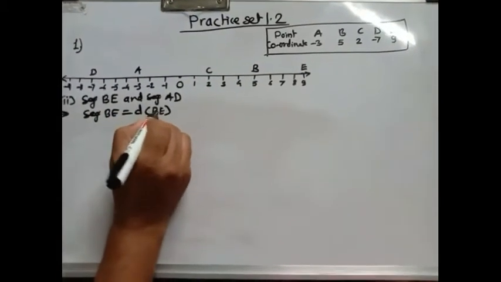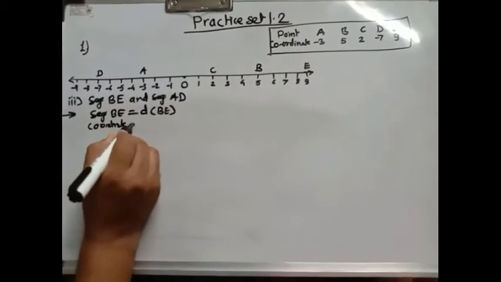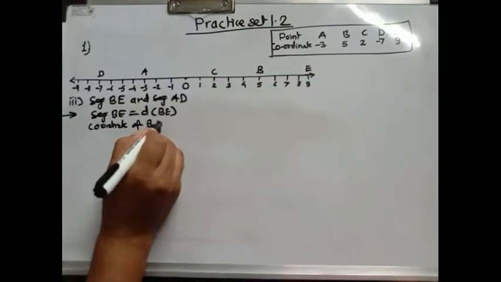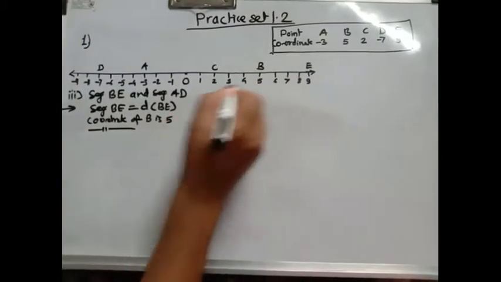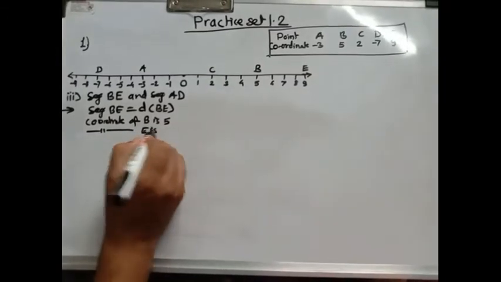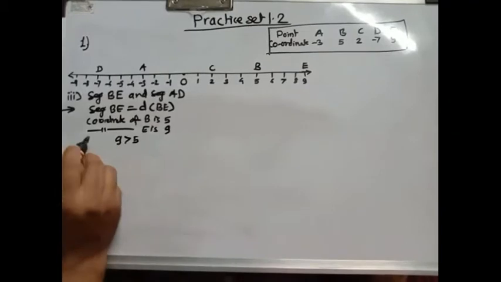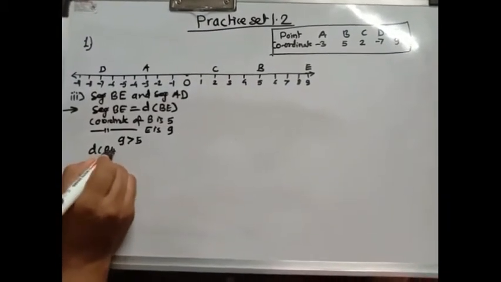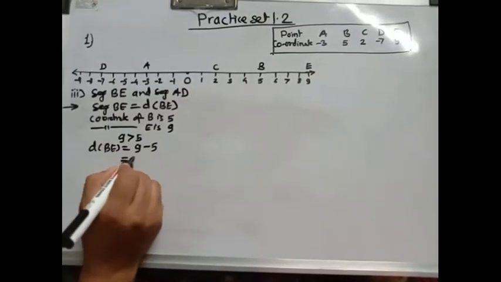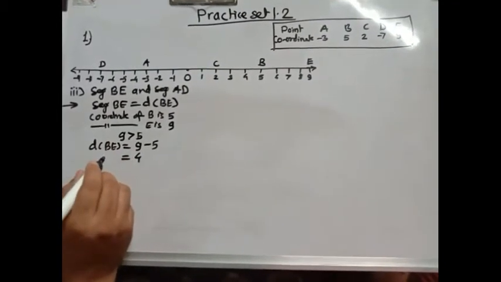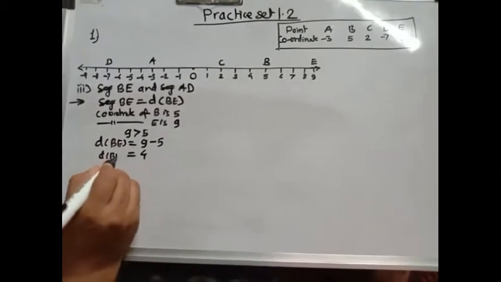We want to first calculate the distance of BE. Write down the coordinate of B. What is the coordinate of B? 5. Then the coordinate of E is, what is the coordinate of E? 9. We know very well 9 is greater than 5, so the distance of BE is equal to 9 minus 5, which is 4. Distance of BE is 4.